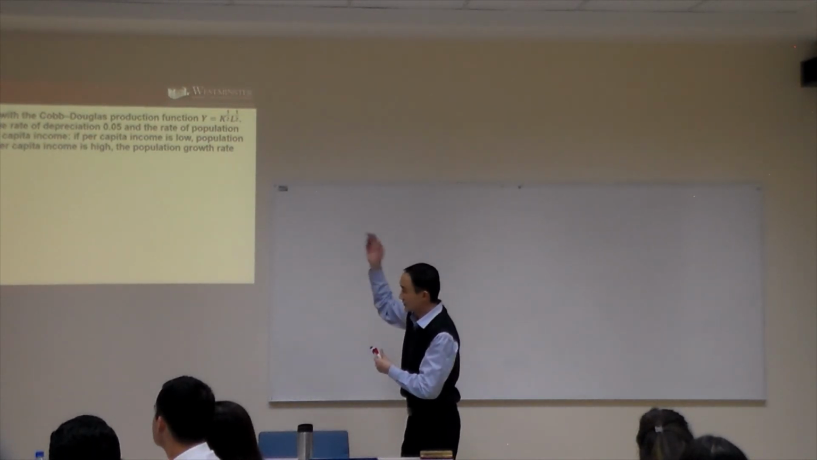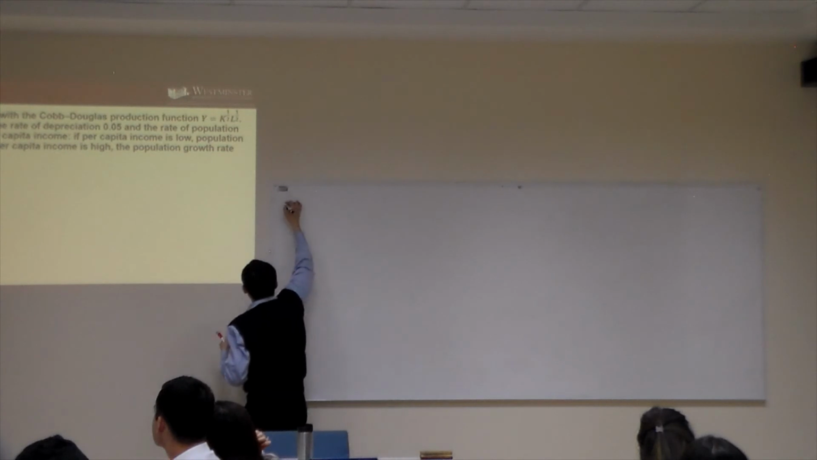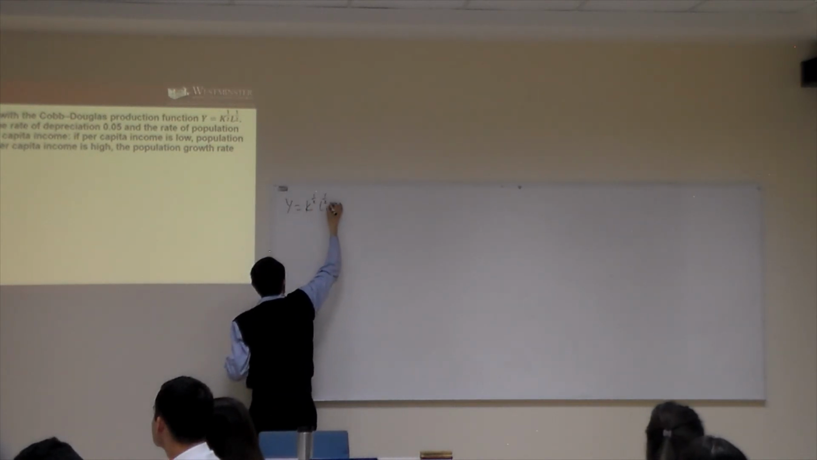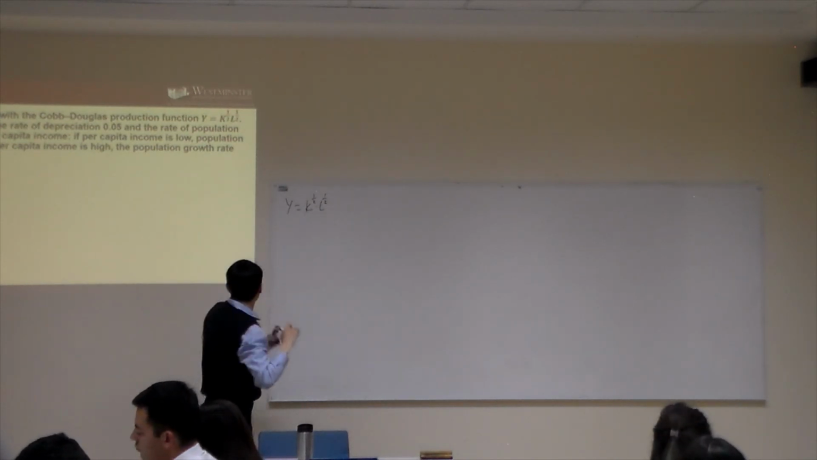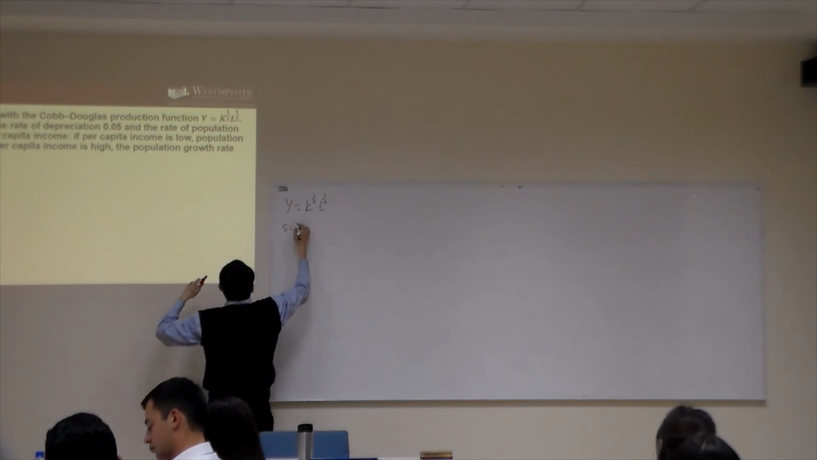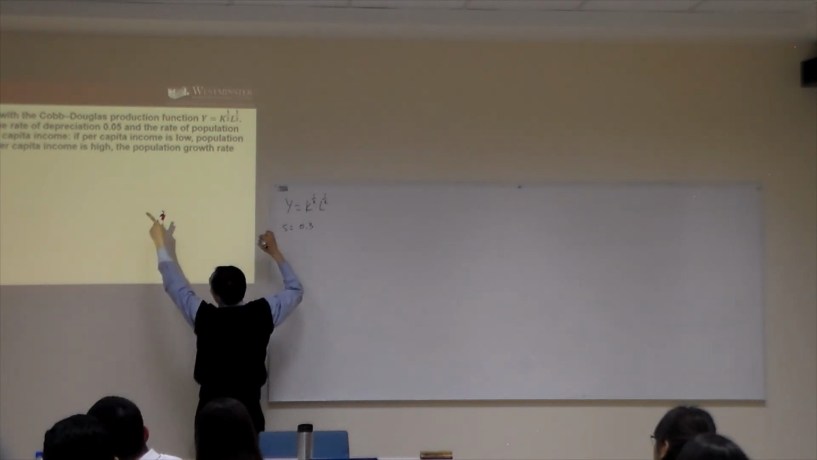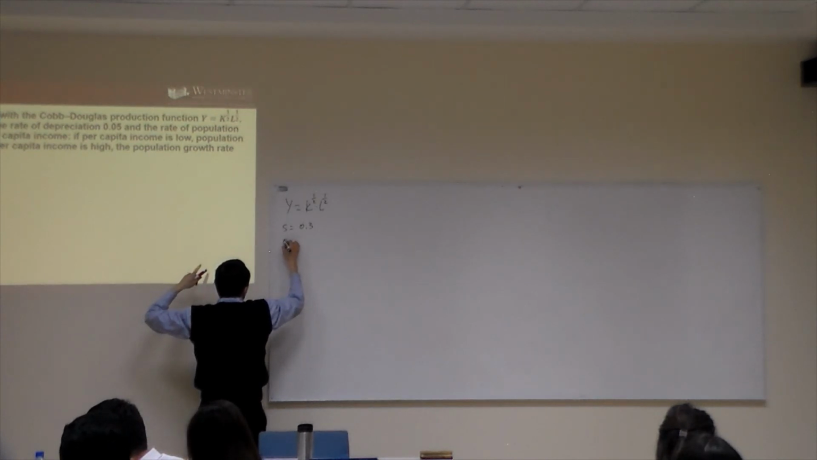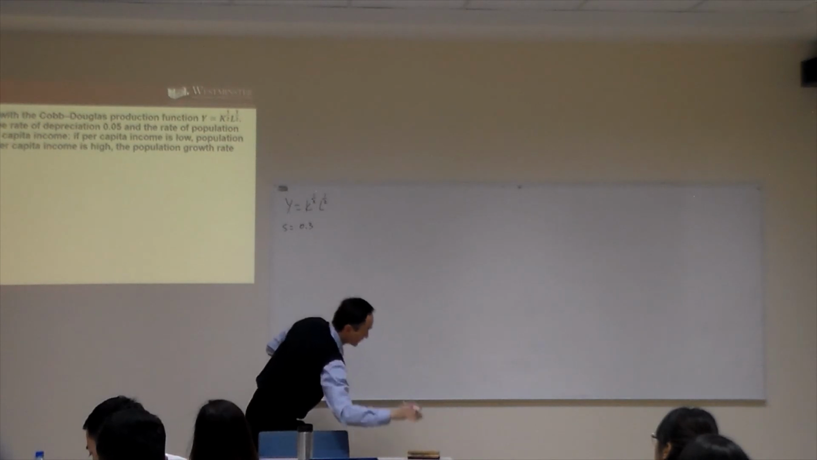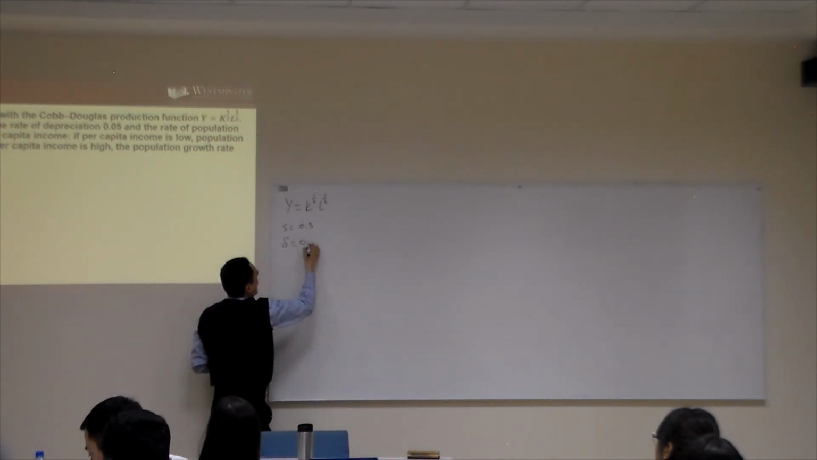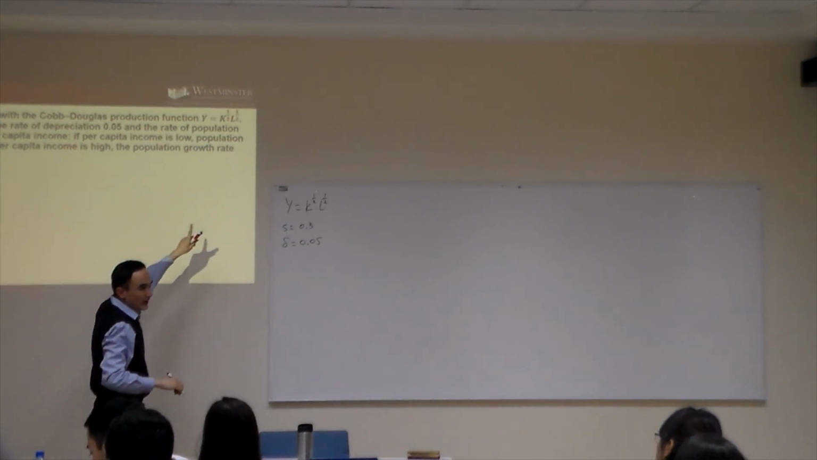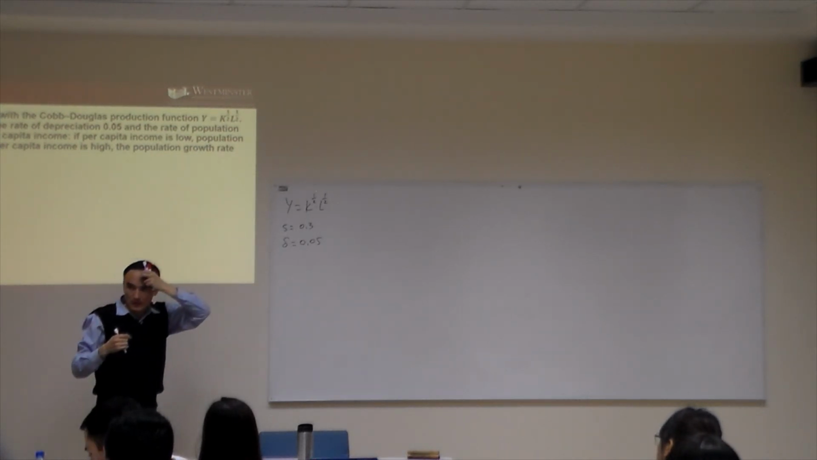Alright, a Cobb-Douglas production function is given to us: Y equals K to the power of 1/2 times L to the power of 1/2. We are given the saving rate as 30%. Depreciation rate, delta, is 5%. But growth in population depends on per capita income.